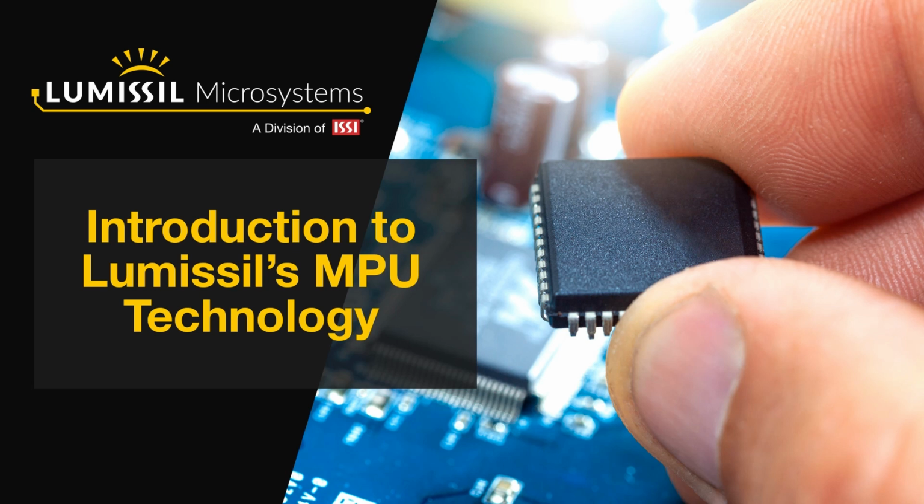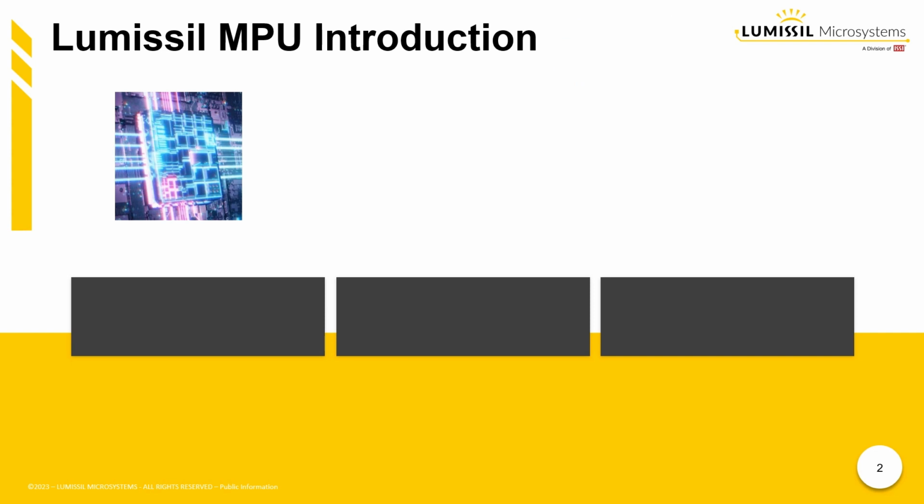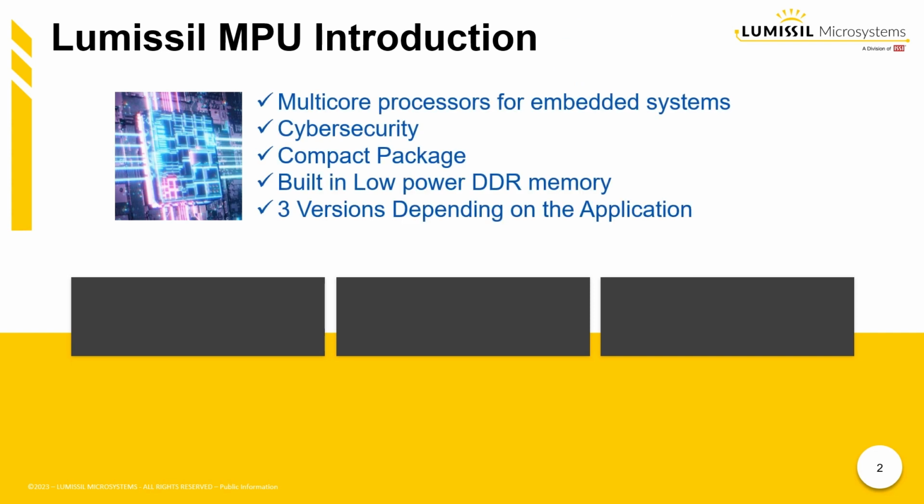In today's video, we will review two of our popular microprocessors, the X1600 and the X2000. Lumissil's MPUs are multi-core, multimedia processors for embedded systems. They are strong in cybersecurity, come in compact packages for size-constrained applications, and have built-in memory. There are three versions depending on the applications.